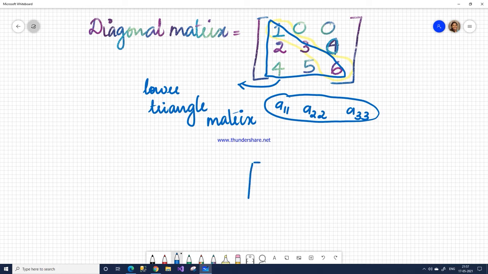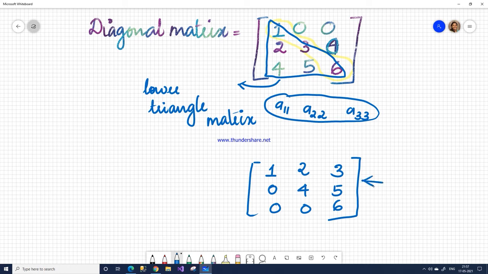Suppose it is the other way around, that is 1, 2, 3, 4, 6, 5, 0, 0, 0. So we are considering the diagonal elements 1, 4, 6 and the triangle is formed in the upper part. So this is called an upper triangle matrix.